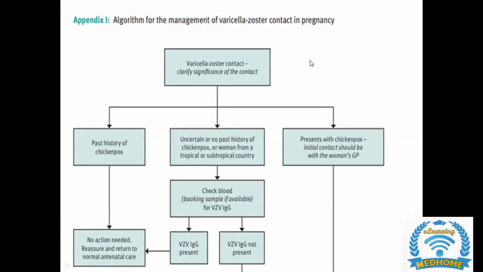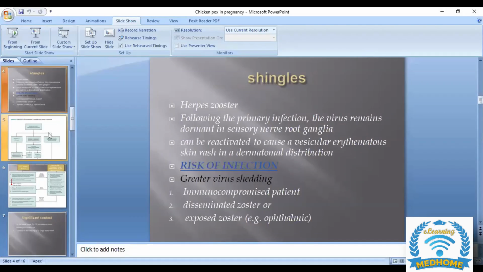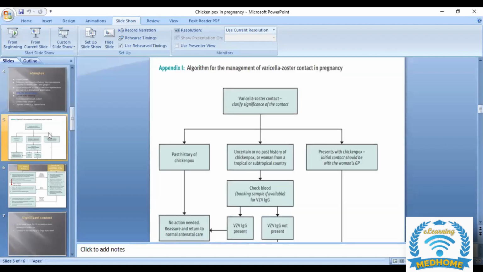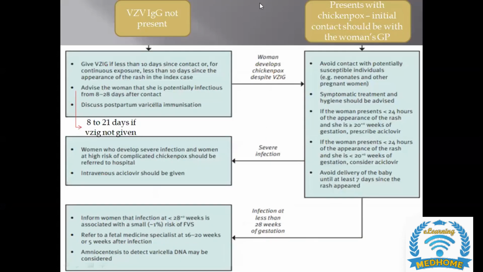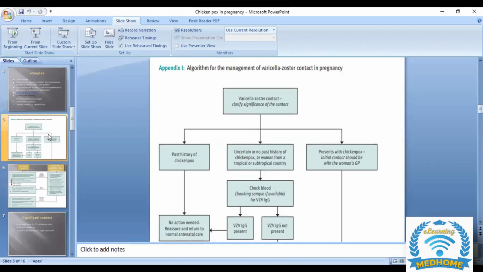Which can spread infection from shingles? Can anybody tell me? Exposed lesions, yes. Disseminated infection, yes. Immunocompromised. Exactly. Okay, good.